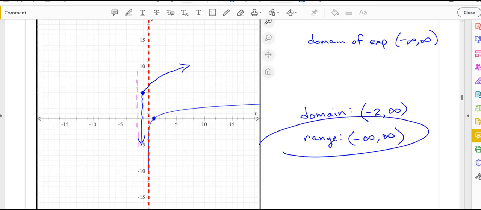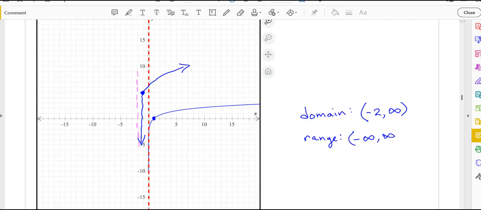Okay, what else did they want you to do on this problem? What's the vertical asymptote? So that vertical asymptote there in pink, the vertical asymptote is at x equals -2. Don't just type -2, that's wrong. You have to give an equation, x equals -2.